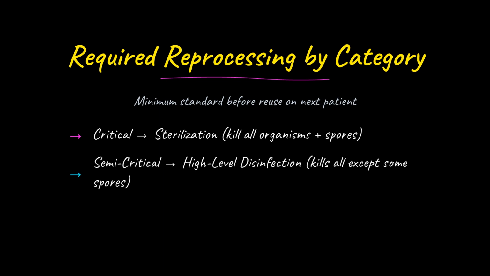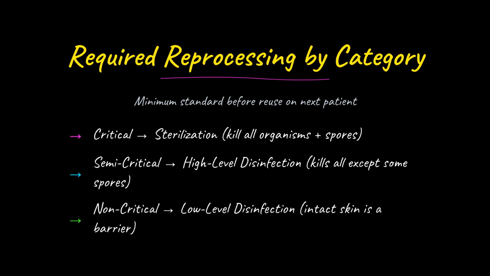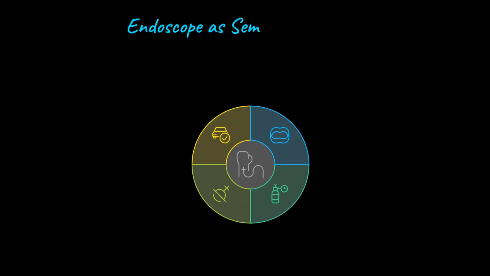Each category sets a minimum reprocessing standard. Critical items require full sterilization. Semi-critical items require high-level disinfection, which kills vegetative bacteria, fungi, viruses, and mycobacteria but may not eliminate all spores. Non-critical items need only low-level disinfection because intact skin prevents organism penetration.